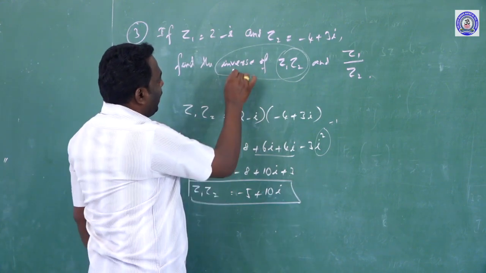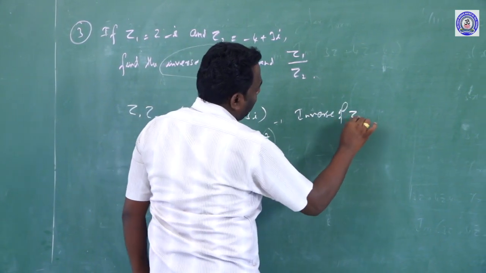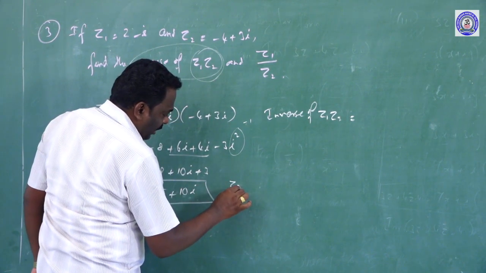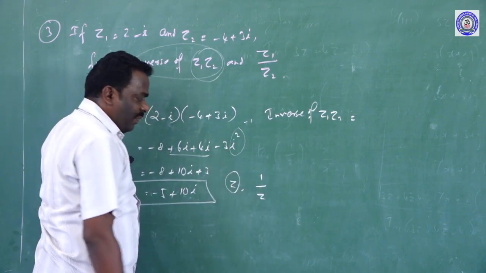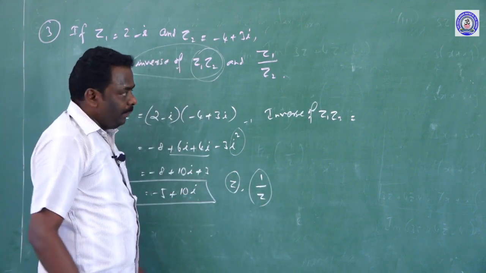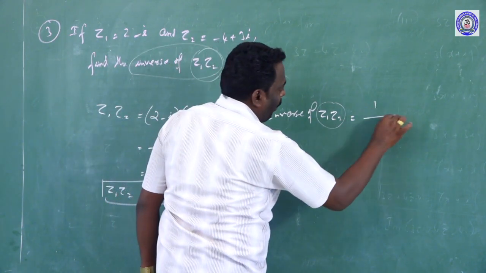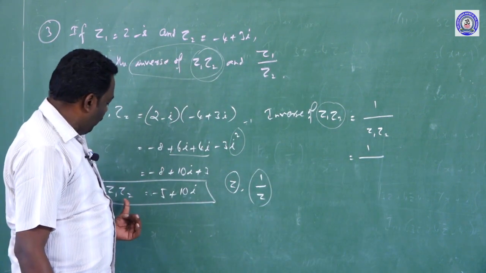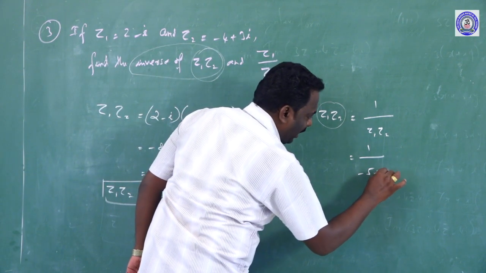Now we want to find the inverse of z1 into z2. That means, for a complex number z, its inverse is defined as 1 by z. It is called the inverse element. Therefore, for the complex number z1 into z2, the inverse is 1 by z1 into z2. We obtained the value of z1 z2 as minus 5 plus 10i. Replace it here with minus 5 plus 10i.